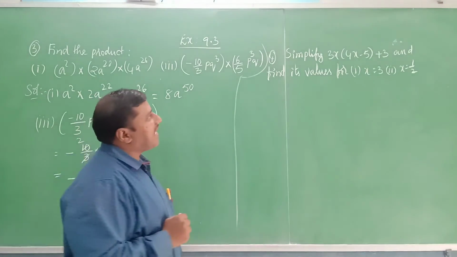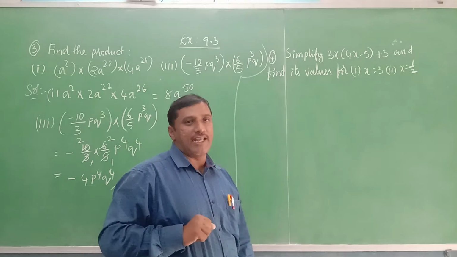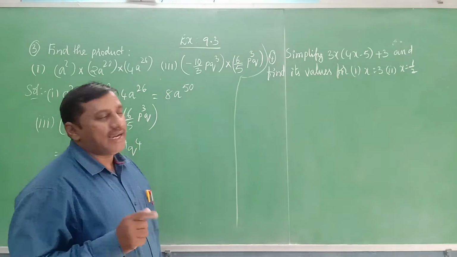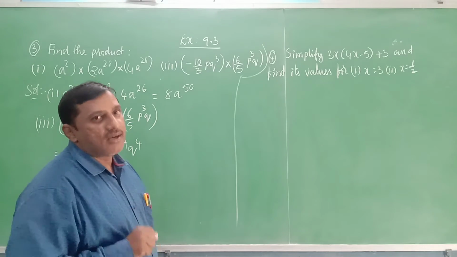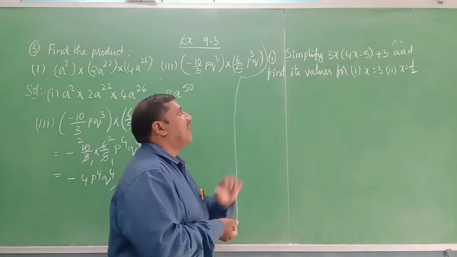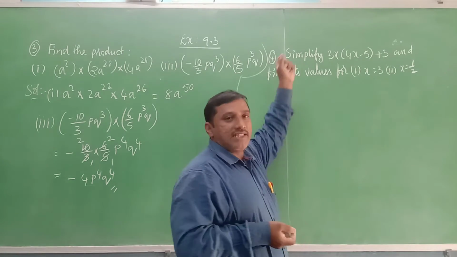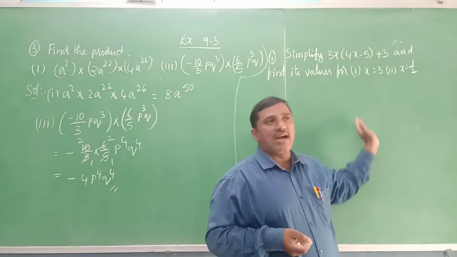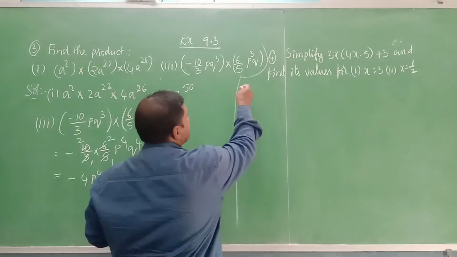Simplify 3x whole into 4x minus 5 plus 3 and find its values for x is equal to 3 and x is equal to 1 by 2. First you have to simplify. We will get one algebraic expression, one polynomial. Then find the value of that polynomial if x is equal to 3 and x is equal to 1 by 2. Yes, first we will simplify this.